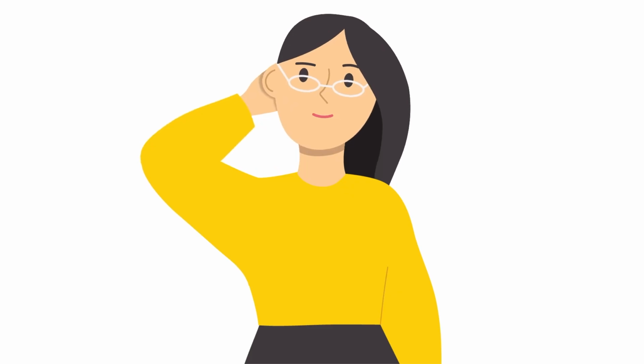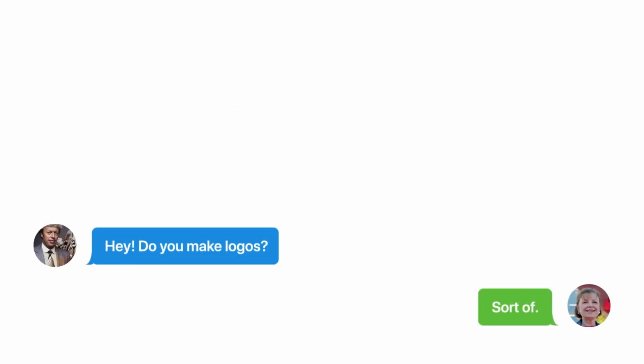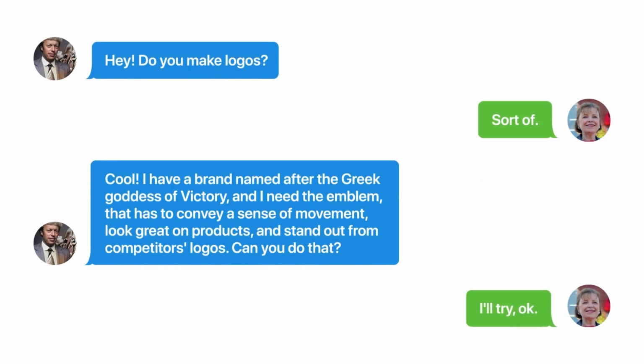In graphic design, just like in art, the idea behind a design is not always straightforward. For instance, when American designer Carolyn Davidson was tasked by a client to create a logo for a brand named after the Greek goddess of victory, the brief was rather vague. The emblem had to convey a sense of movement, look great on products, and stand out from competitors' logos. Not very clear brief, is it?